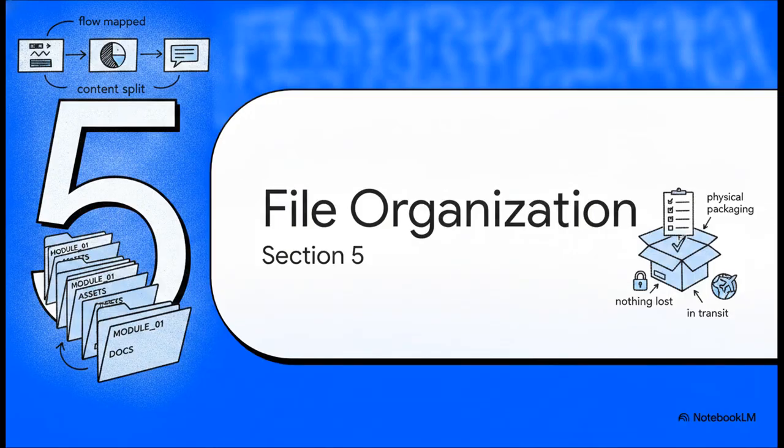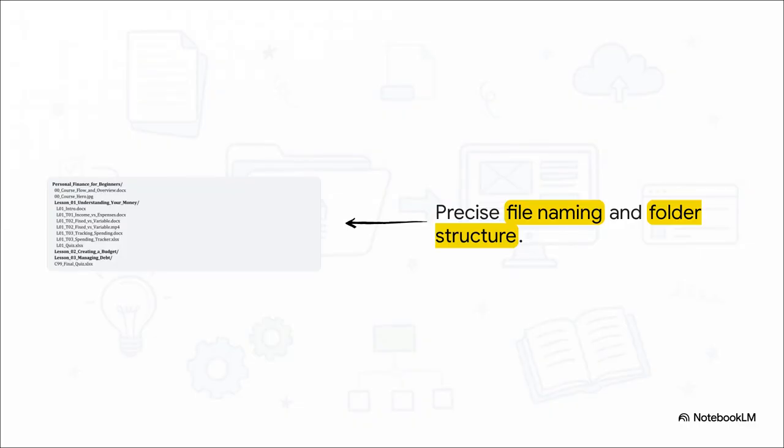And finally, Section 5, File Organization and Checklist. Okay, we've mapped the flow, we've split the content, now we have to actually package it up physically so nothing gets lost in the mail. Notice the absolute precision of this kind of folder structure. You want a master folder for the course and then subfolders for Lesson 01, Lesson 02, and so on. Inside those, your files need to be named so they exactly match their place in the hierarchy, like LO1_T01_income versus expenses.docx. I promise you, when a developer opens a folder formatted this clearly, they know exactly what to build without having to ask a single question.